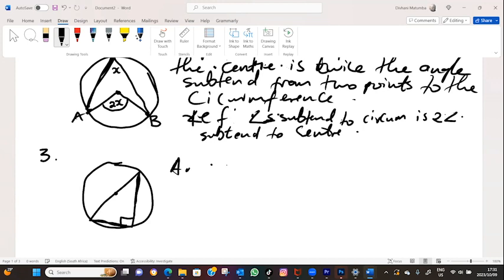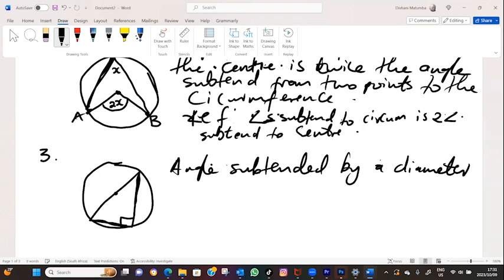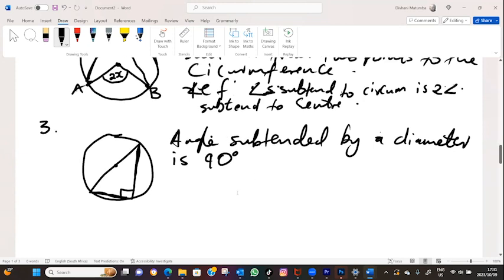So angle subtended by a diameter, this is the diameter, by the way. That's the angle subtended by the diameter. It is 90 degrees. So guys, on all the theorems that we are coming up with, you must master and you must cram the structure, because you're always going to get the structure when they ask you to prove.